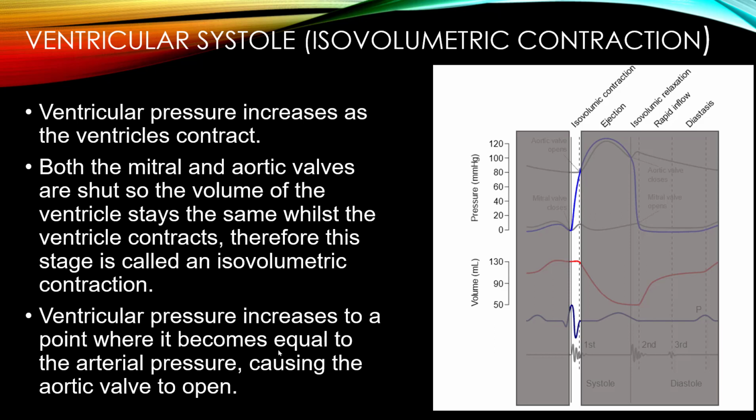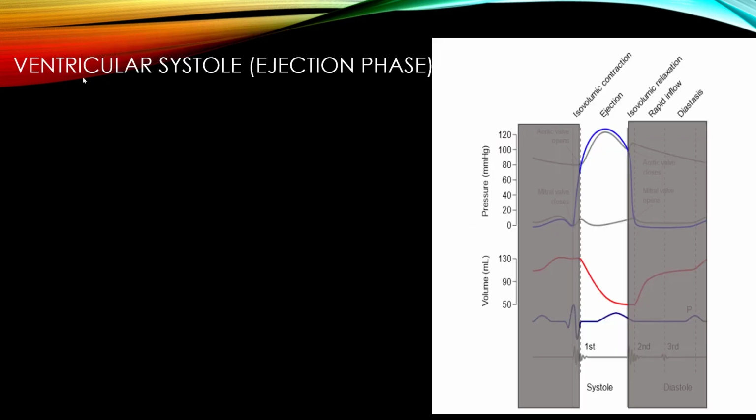Ventricular pressure increases to a point where it becomes equal to the aortic pressure, causing the aortic valve to open. When the pressure further increases due to contraction of the ventricle, the aortic valve becomes open. Ventricular systole, ejection phase.